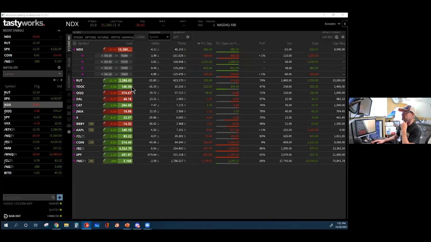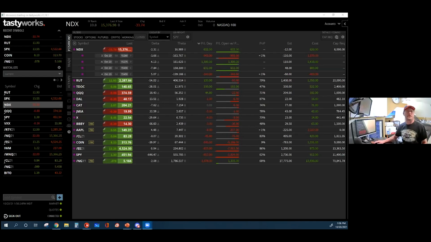Our NDX trade looks good. I mean, it's showing negative extrinsic value, which is not right, but that's how the prices bounce around as we get to the close. So I'll check back in a few.